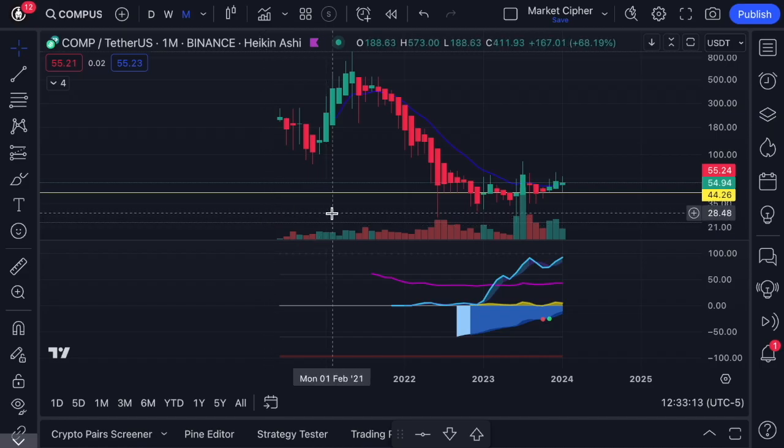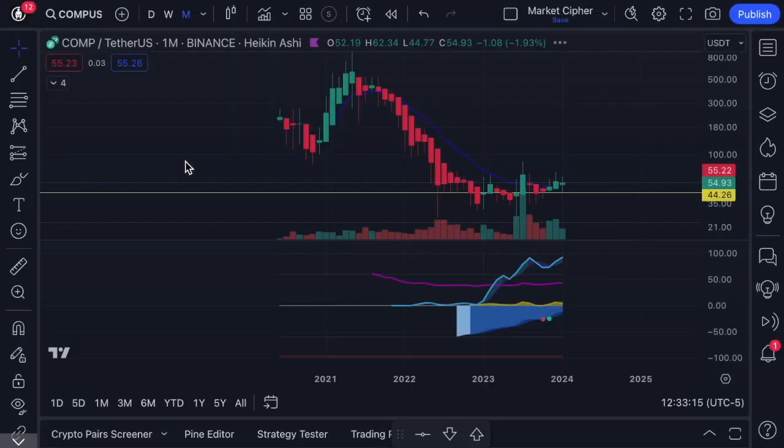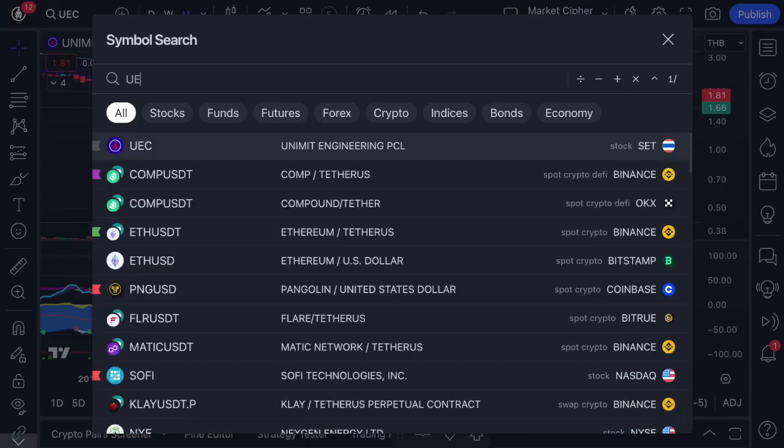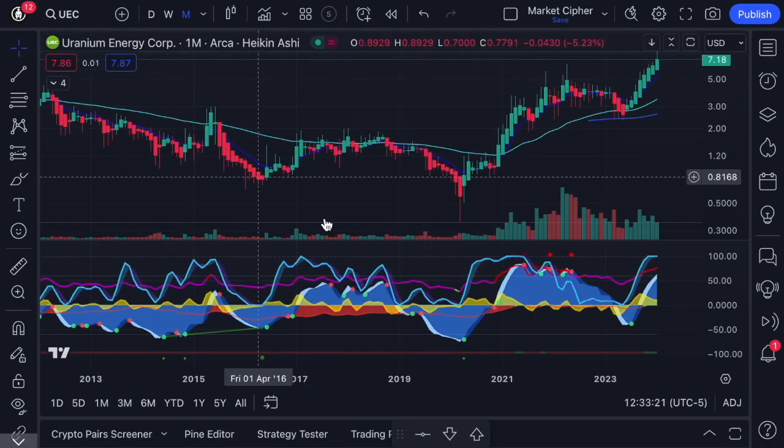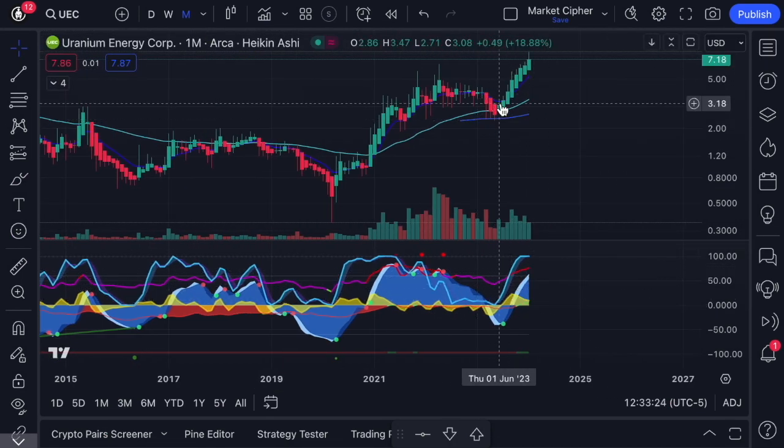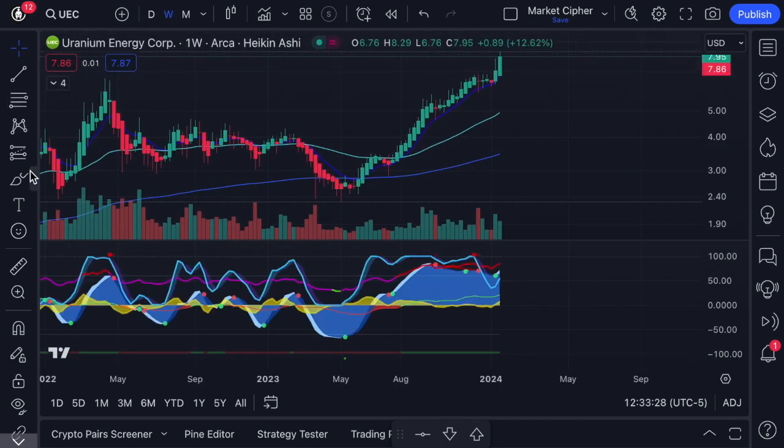We got UEC from Tim. UEC. This is Uranium Energy. Okay, nice move there on the macro. Again, looks a little overextended. I would have loved to enter right there off of that dot on the monthly. Let's look at the weekly. Okay, again, just pushing up right now.